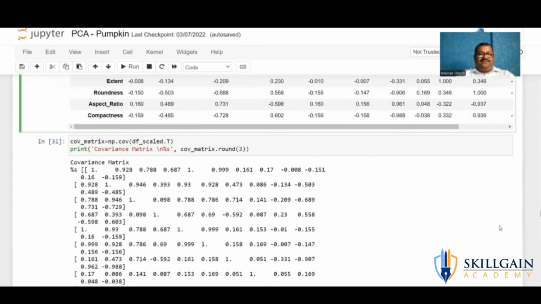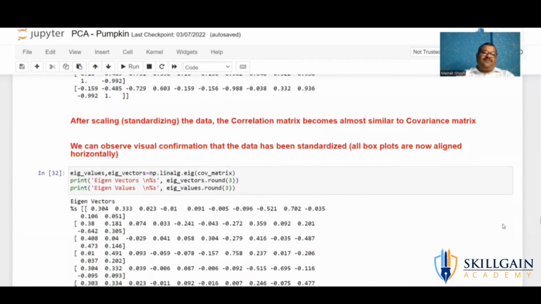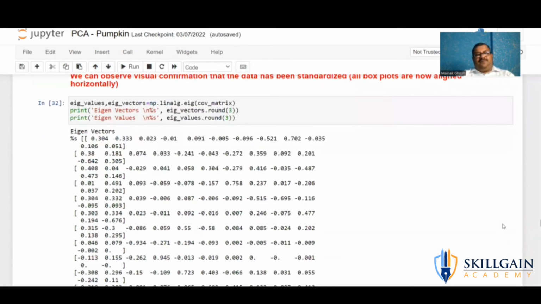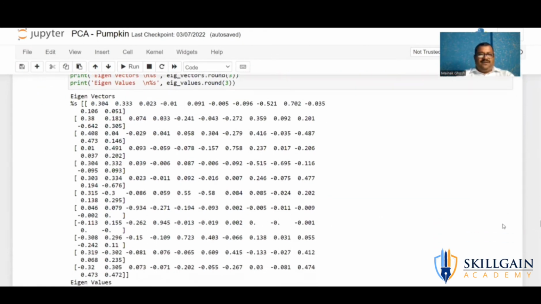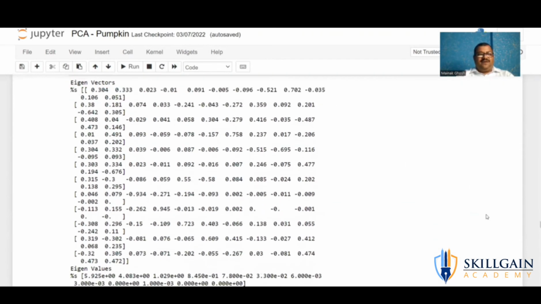And if we compare the correlation matrix after scaling, it becomes almost similar to the covariance matrix. It is due to the standardization. If you standardize any distribution, correlation and covariance become more or less the same. So now the next step is to find the eigenvectors and eigenvalues. Eigenvectors will give you the directions and eigenvalues will give you the captured variances. If you use this command, Python will help you get those matrices and values.